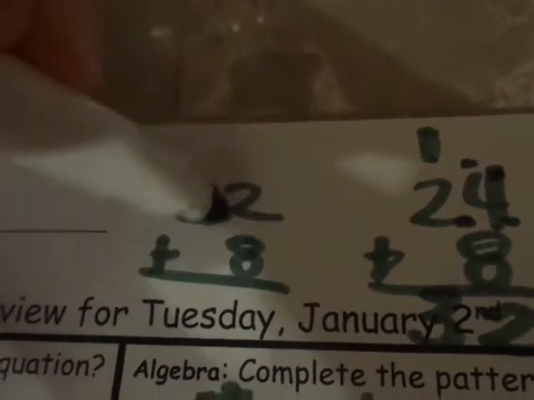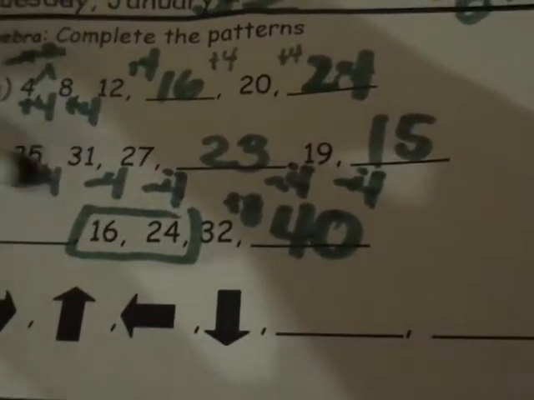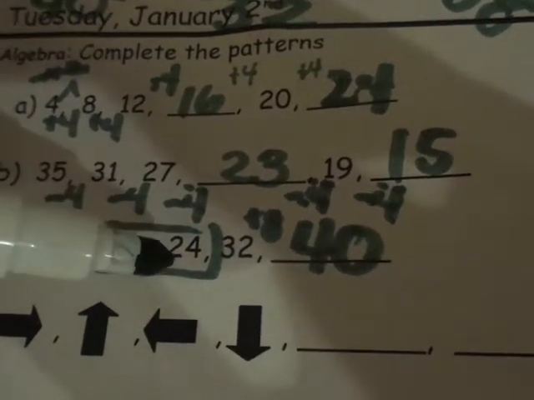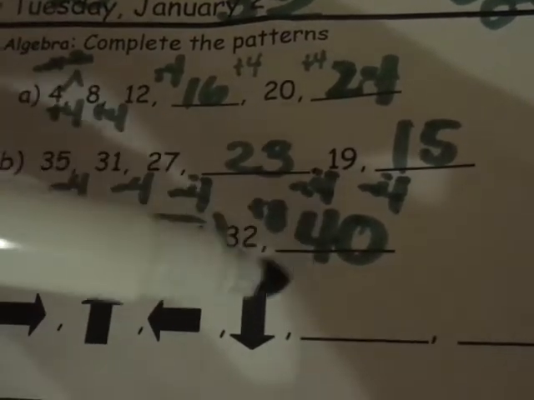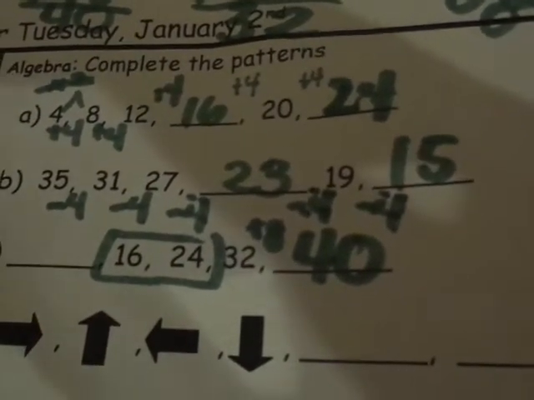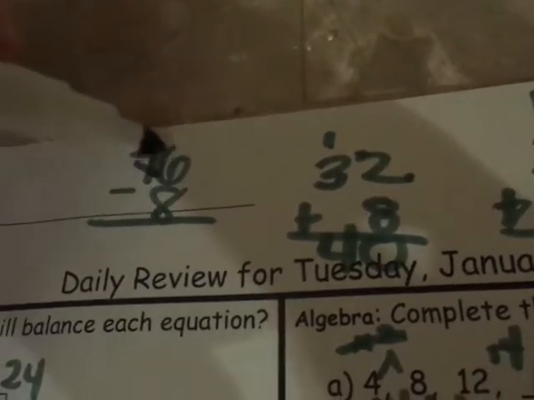So I could do 32 plus 8 to get my next number. 32 plus 8. 8, 9, 10, 40. Now, I have to get the number before 16. So going this way, I was adding 8. Going this way, you're subtracting 8. So 16 minus 8, well, that should be a quick fact. Think of what plus 8 equals 16. Borrow, and it's 8.